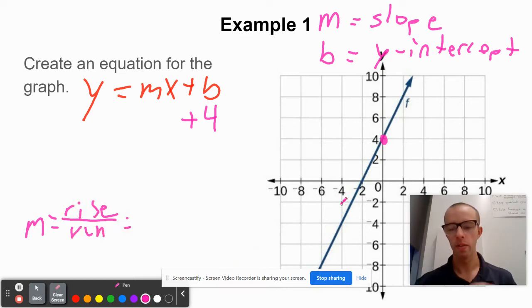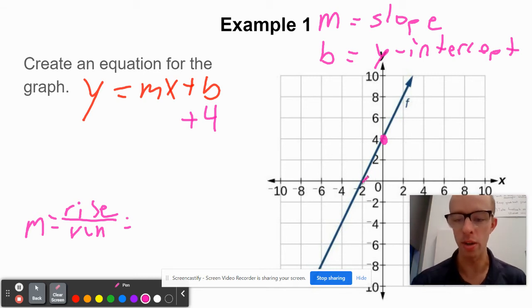To find the slope, first thing we need to do is find a point on this graph where we hit nice and evenly. Like this point would not be a good point because it doesn't hit right on the corner of the grid. This would not be a good point either because I'm not really sure where I'm at on the x, but this would be a good point because it hits right on the corner. So I'm going to choose this point.